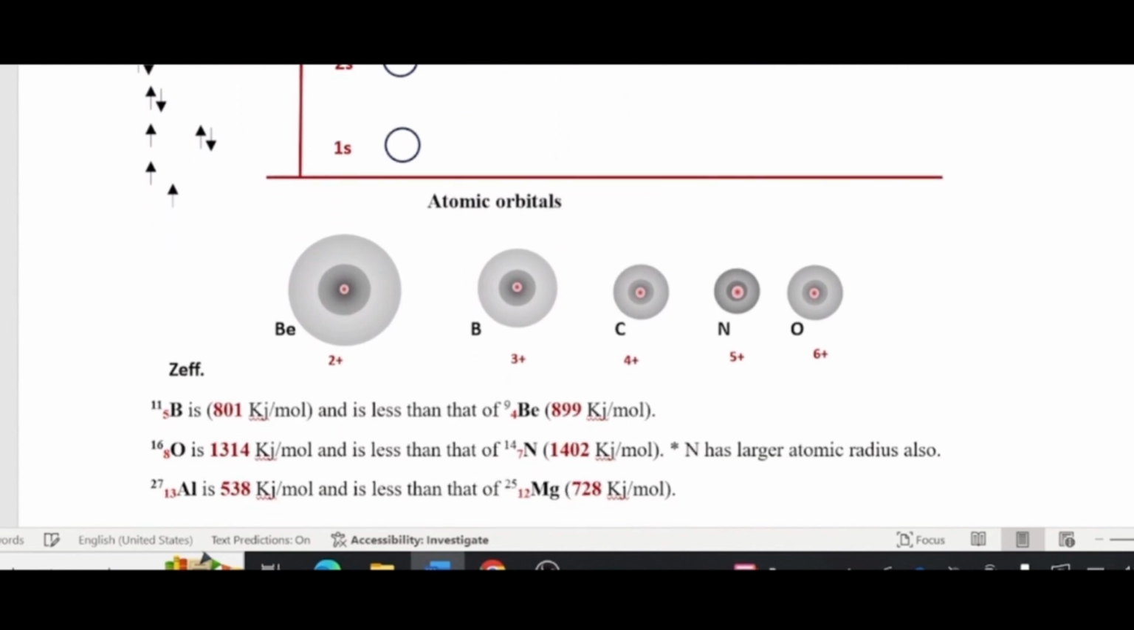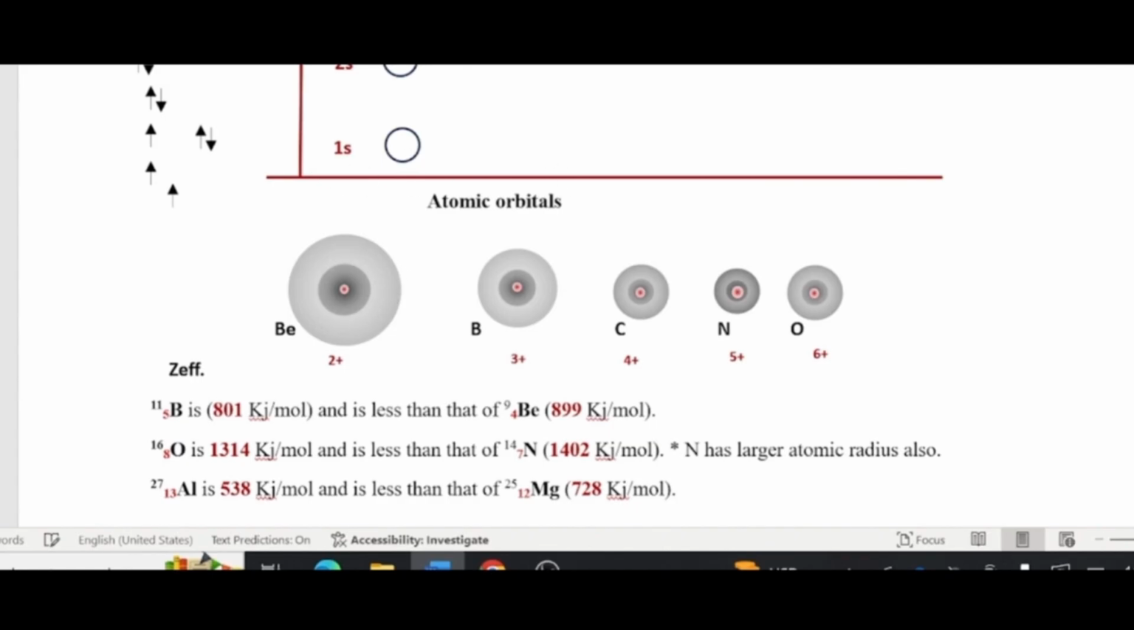If you remember in the previous video, when you move across a period, the effective nuclear charge increases in that direction, and the atomic radius decreases too. Boron is here, and it has a smaller first ionization energy than beryllium. One would expect, because of greater nuclear charge and a smaller atomic radius, that removing an electron from boron would take more energy than from beryllium. So let us compare these two.